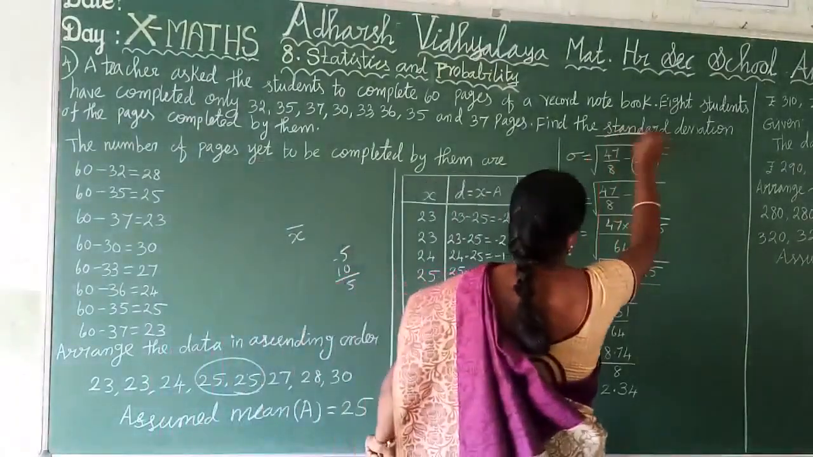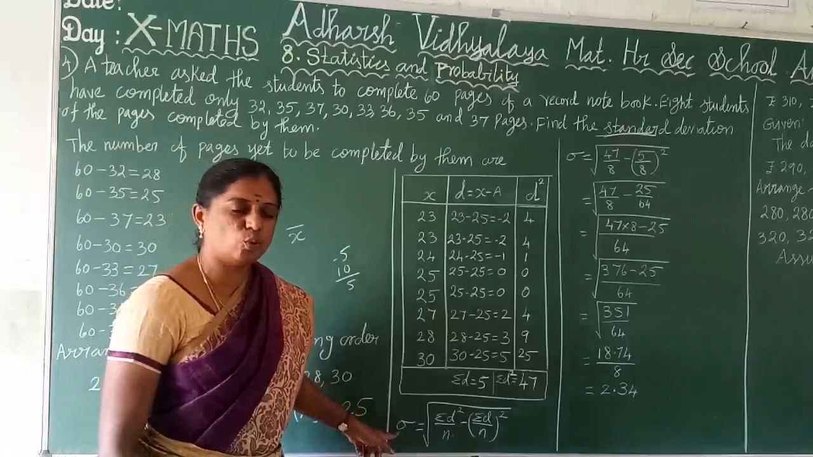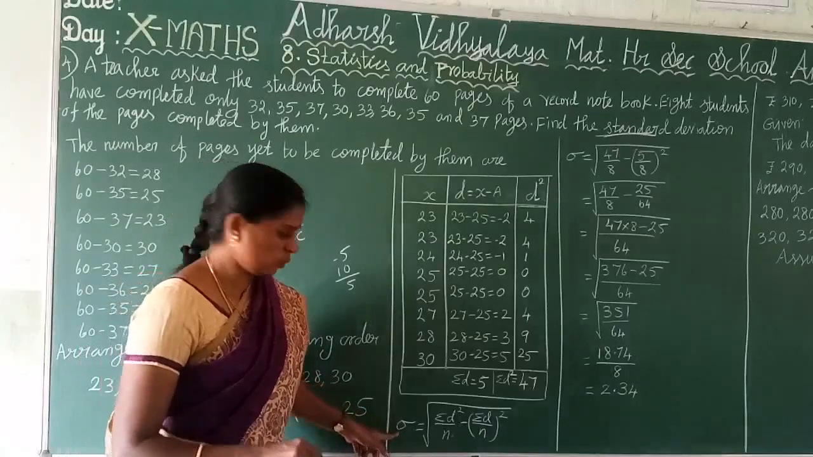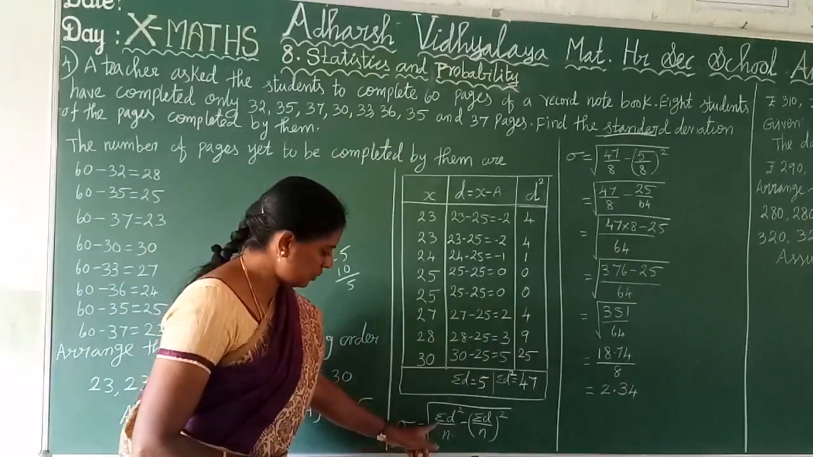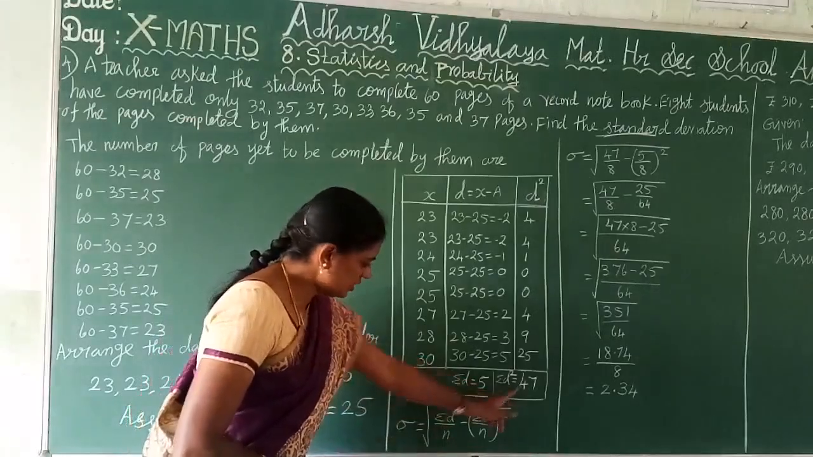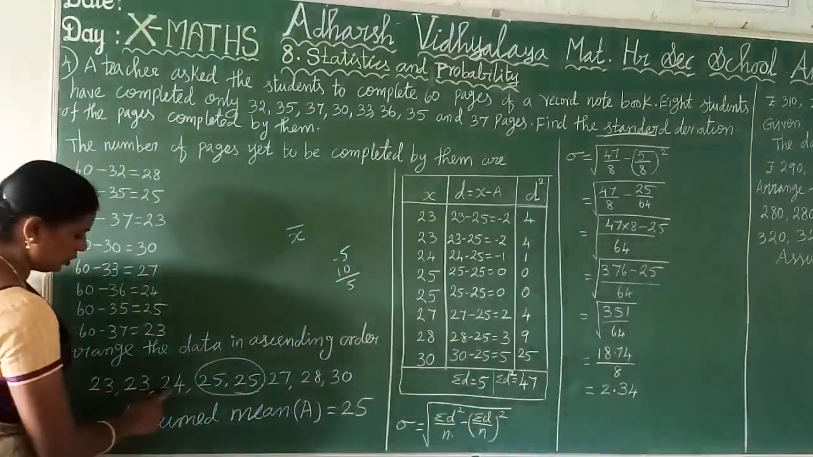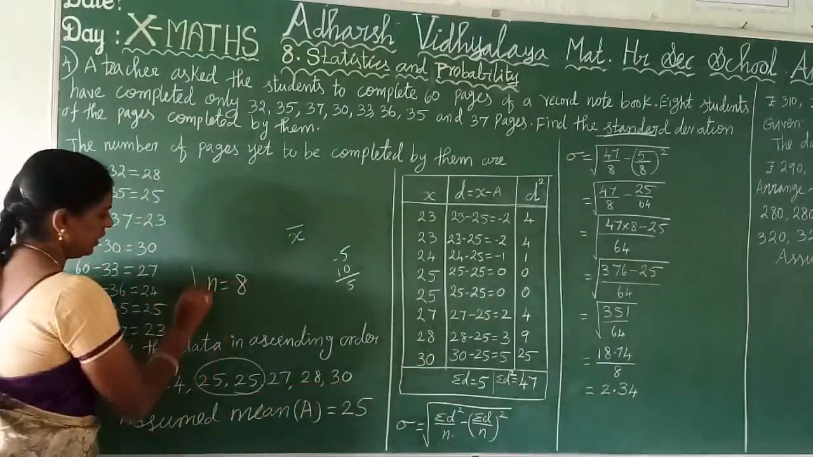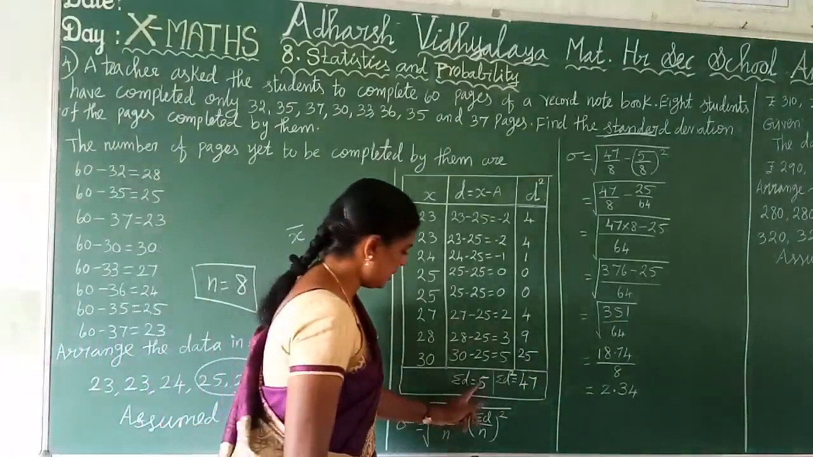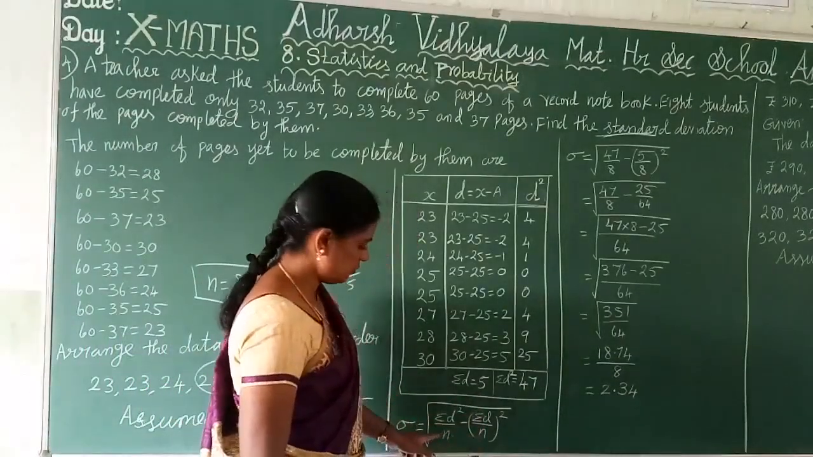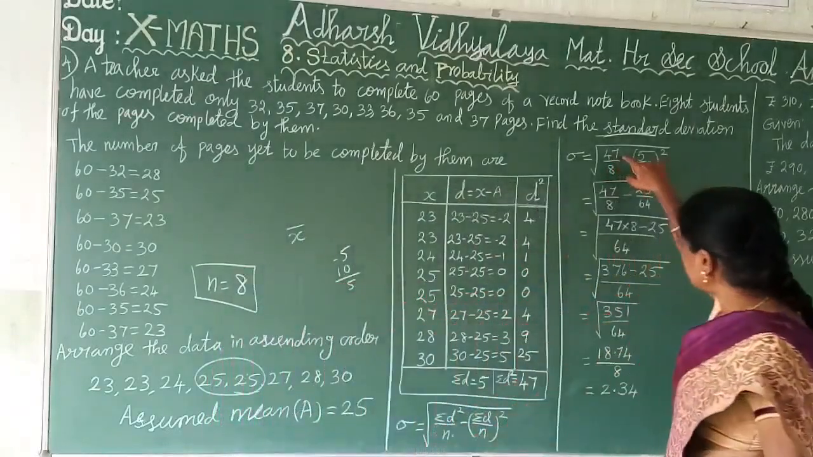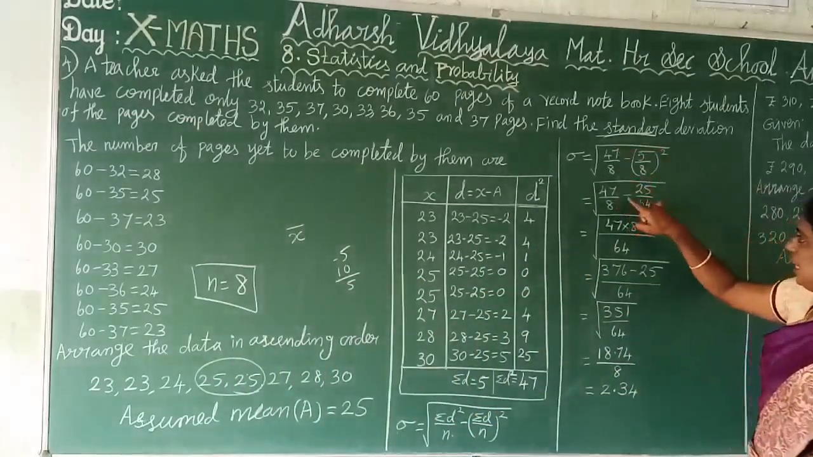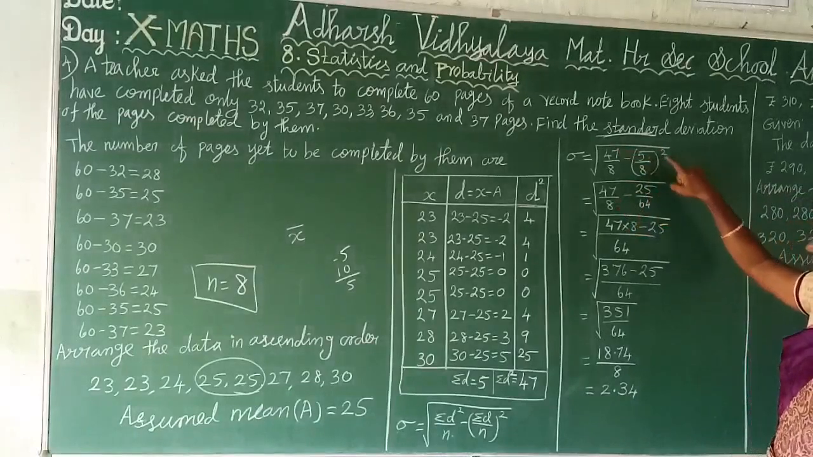What we want to find is the standard deviation. So the standard deviation formula: sigma is equal to root of summation D square by n minus summation d by n whole square. Clear? So separately write summation d square, here 47, and n. Here count it: 1, 2, 3, 4, 5, 6, 7, 8. So n is equal to 8. Clear? And next minus summation d 5 and n 8. Apply this formula. Summation d square 47 by 8 minus summation d 5 by 8 whole square. So 47 by 8 minus 5 whole square, answer 25 by 8 square 64.